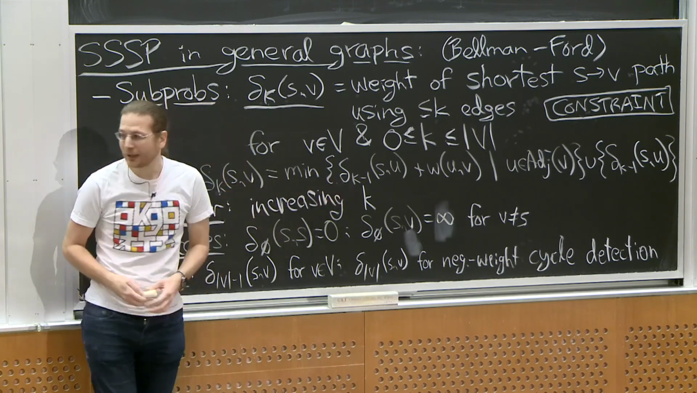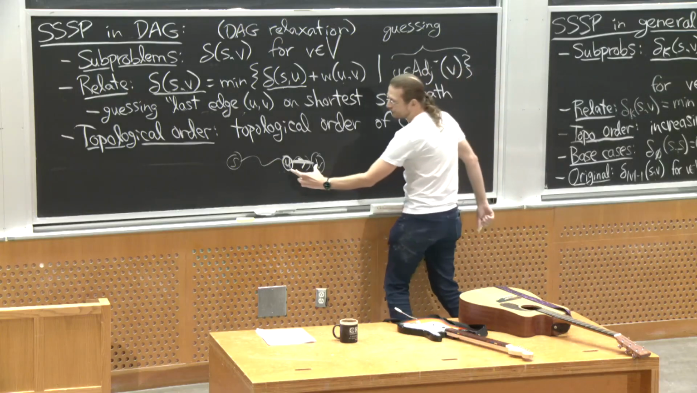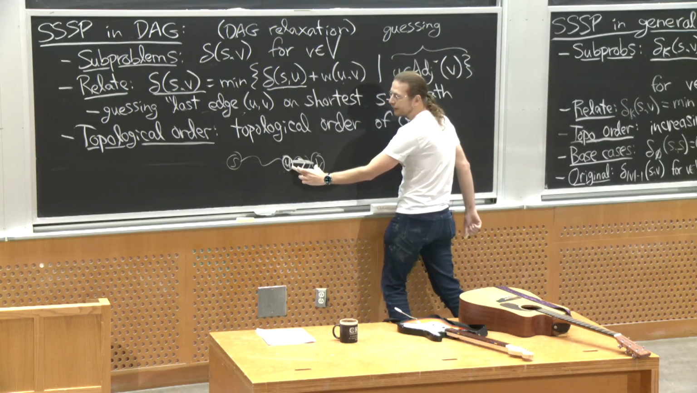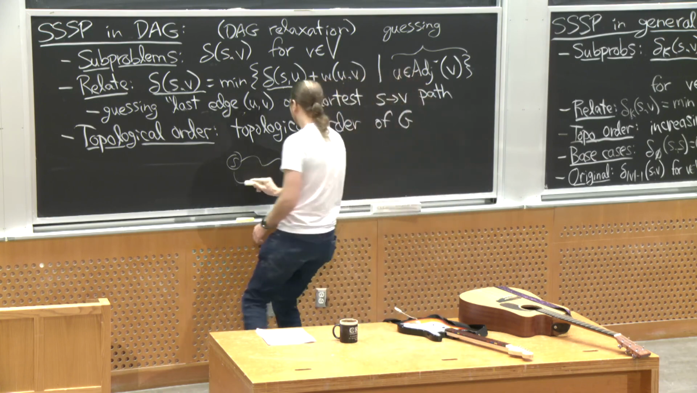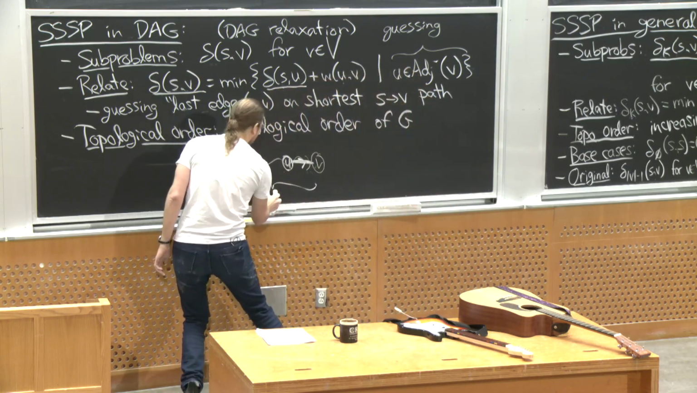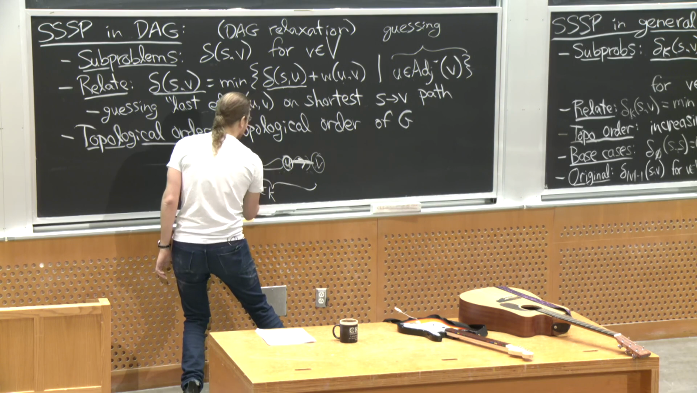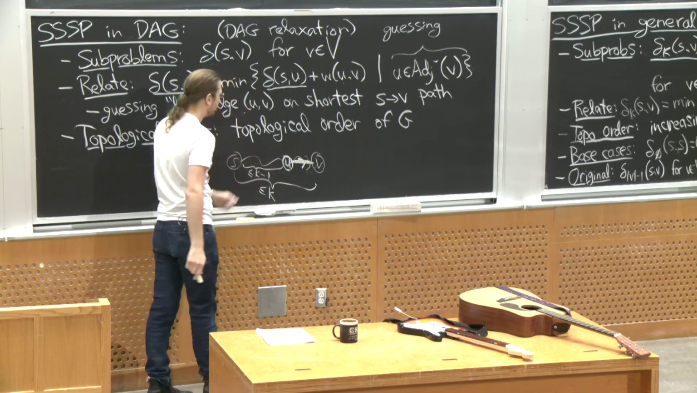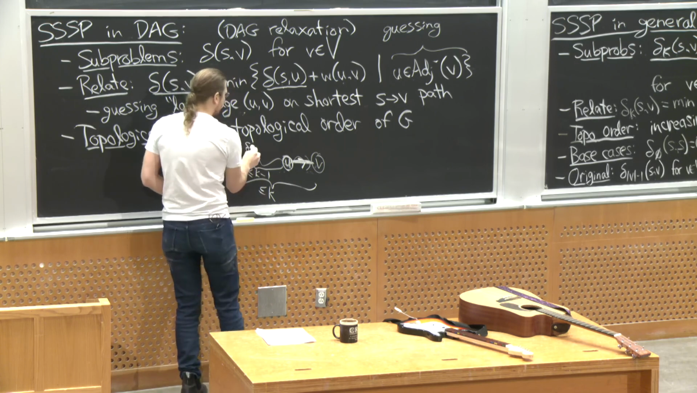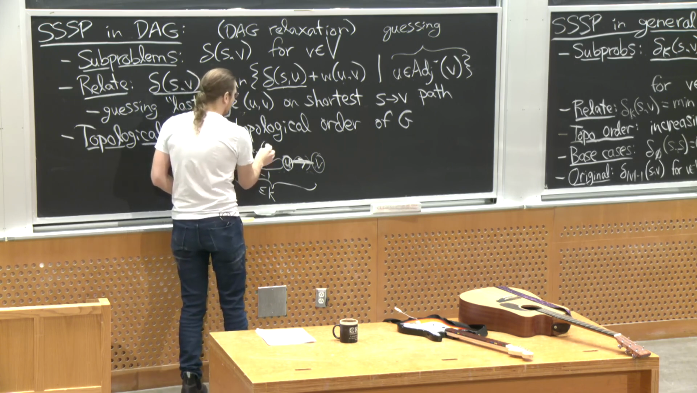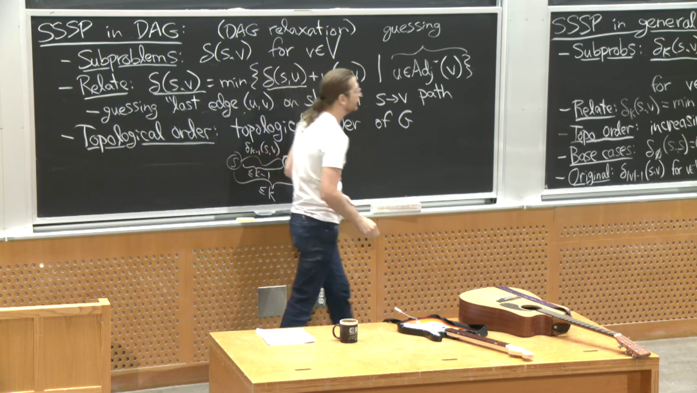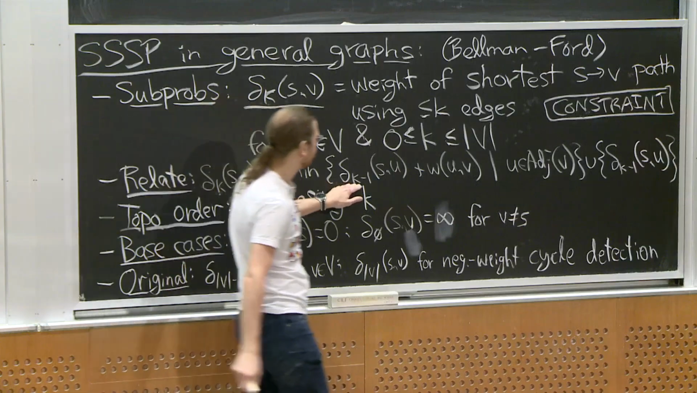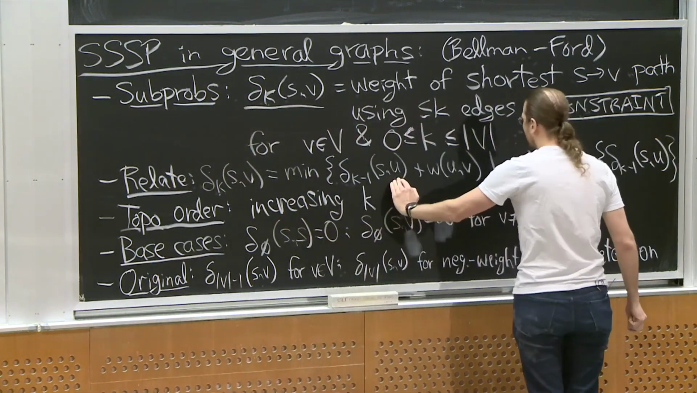The observation being, if I've already guessed what the last edge uv is for this path, then if this whole thing has length at most k, then this piece has length at most k minus 1. So I only need to solve delta sub k minus 1 of SU here. And so that's what I wrote here.